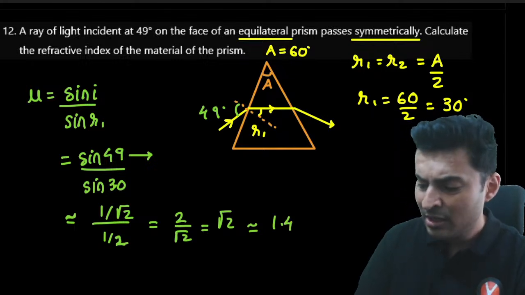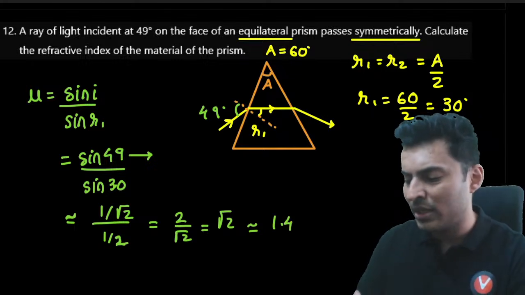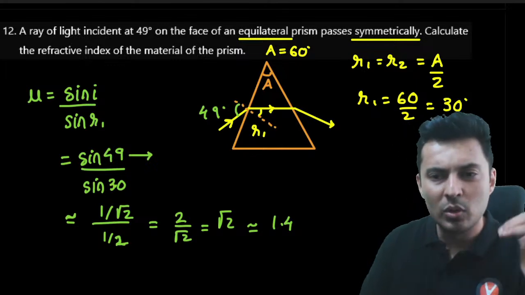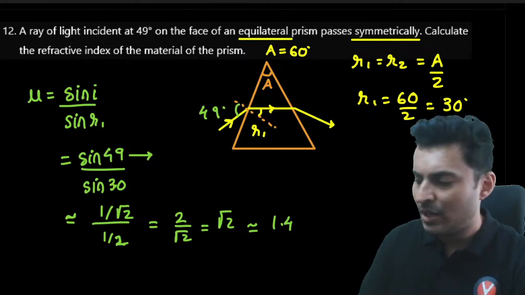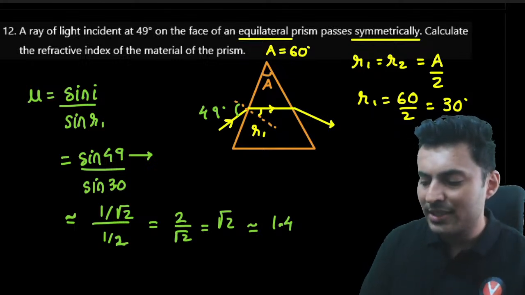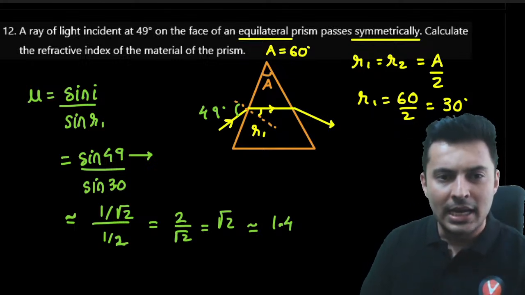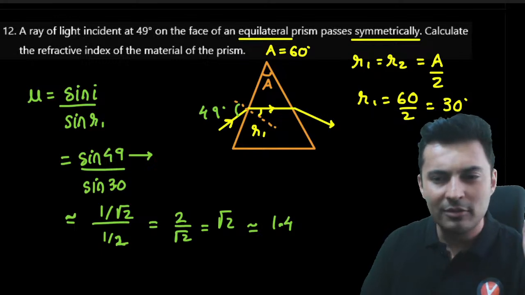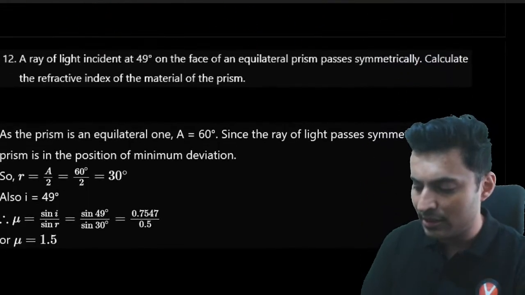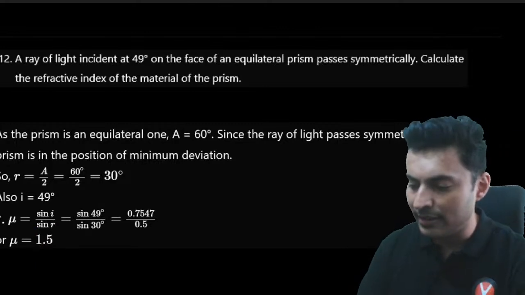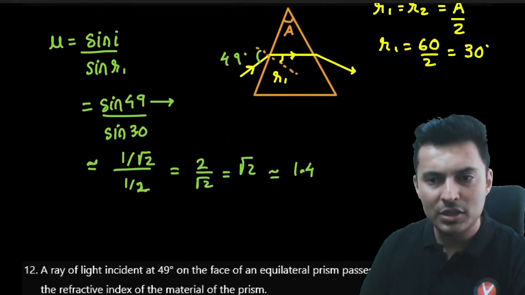This is approximate, but the actual value will be slightly more than 1.4. I think it will come close to 1.5, because I took the sine of 45 degrees, which gave 1.4. So I think it will come very close to 1.5. We can check it out. Yes, it is 1.5. Definitely. Got it, my dear students?